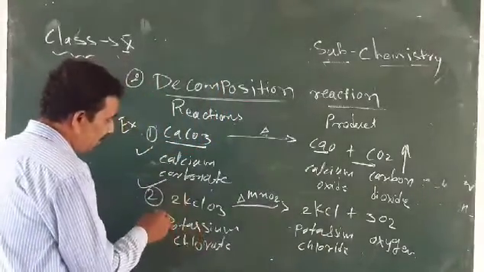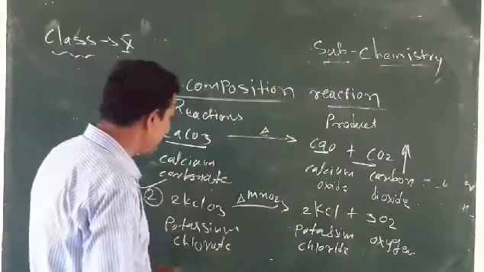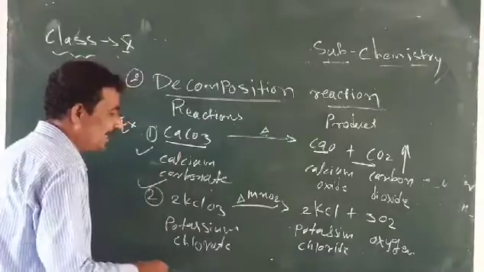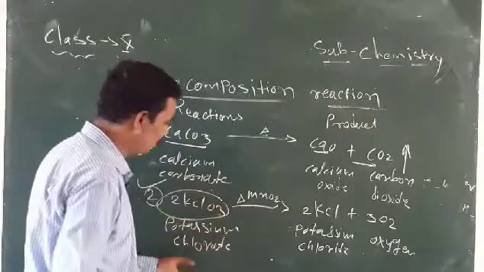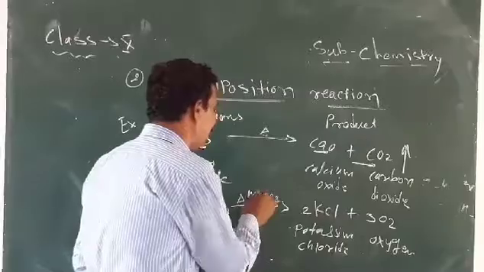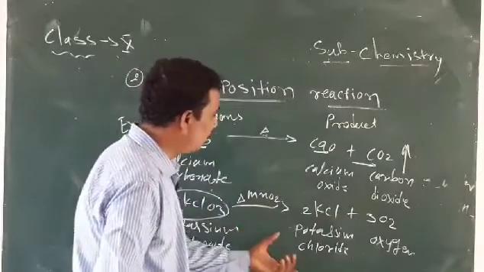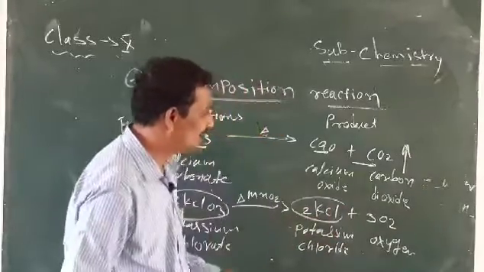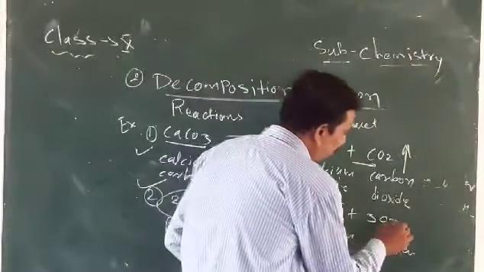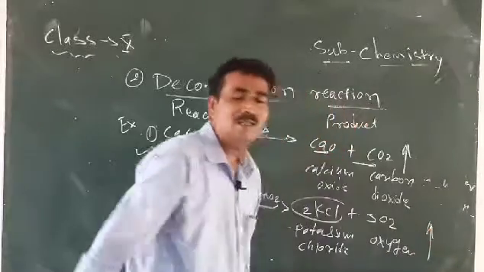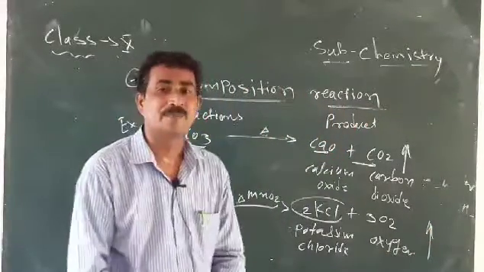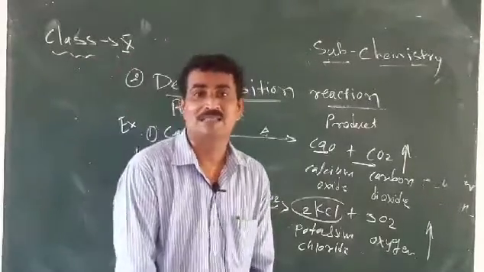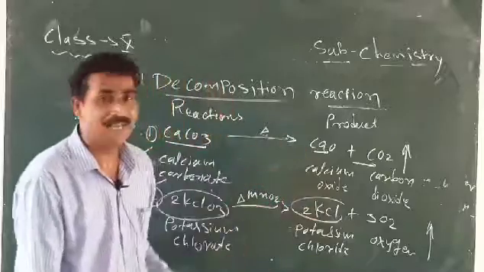Suppose a second example: potassium chlorate, KClO3. We give this compound heat and add MnO2. Potassium chloride, KCl, is produced, and three oxygens are liberated in this reaction. This reaction also we consider a thermal decomposition reaction. Understood, both reactions?